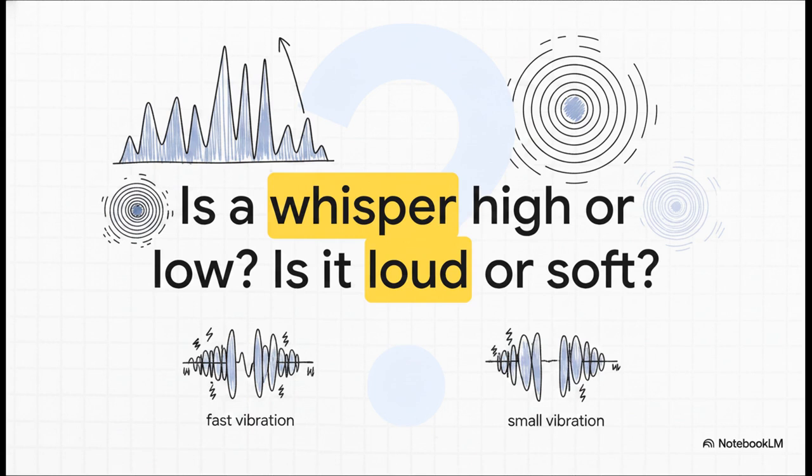But try whispering a really sharp S sound right now. It's incredibly soft, meaning the volume is low because the vibration is small. But the pitch is actually quite high, meaning those vocal cords are vibrating super fast. This brilliantly proves that volume and pitch are completely independent properties of sound.